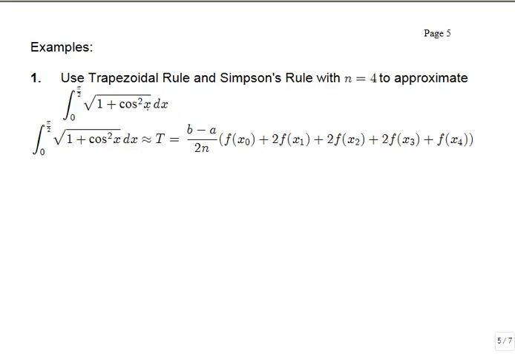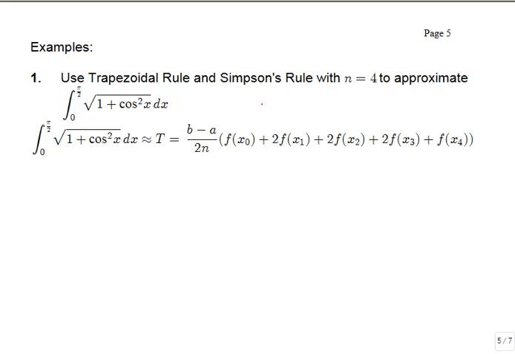So what we're going to do is chop this up into 4 different trapezoids, or n equals 4 for Simpson's rule, and figure out what those formulas tell us for the approximate area under the curve, either using trapezoids or using parabolas.